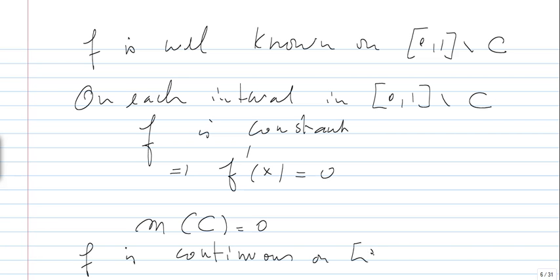on [0, 1]. Okay? So we have a continuous function on [0, 1]. It is differentiable outside of the Cantor set. Its derivative is equal to 0. And we know that the measure of C is equal to 0. Now, is the function f constant?